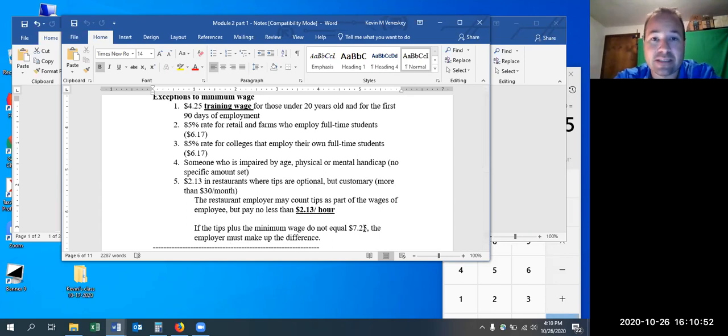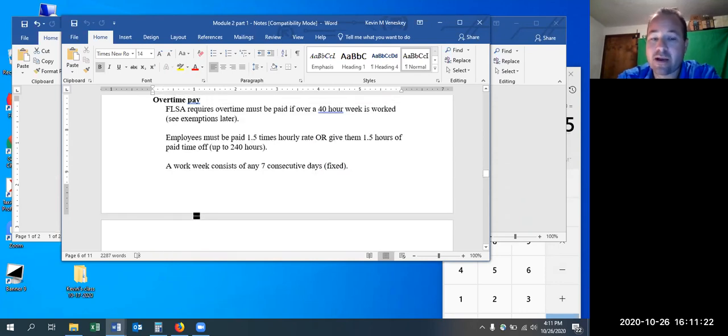So just for example, let's say you had a really bad day. You worked 5 hours and you made $20 in tips over 5 hours. So that's $4 an hour. If you add 4 on to your base pay, that's only $6.13 an hour. That's not even minimum wage. So the employer would have to kick up the rest to get you to $7.25 from that $6.13 that you're at. So that's what that means.